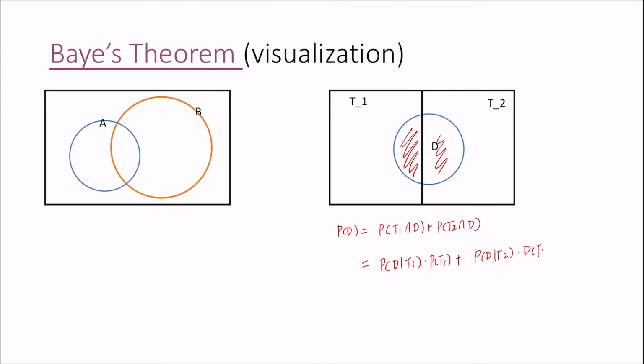So if we have a more generalized case, for example, a sample space divided up into n theorems, or divided up into n sections, and those n sections are collectively exhaustive and mutually exclusive, then the P(D) here will be equal to the summation of P(D given Ti is true) times P(Ti).